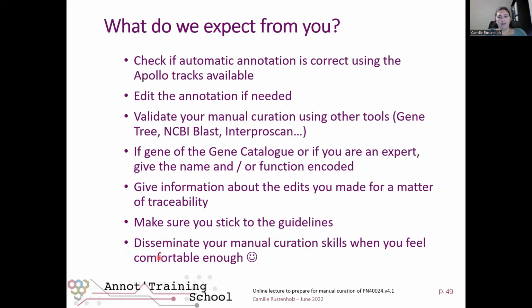And then at the end and later on, we expect from you to disseminate your manual curation skills, but only when you feel comfortable enough to do so. The idea here is to train you, but also that when you feel comfortable enough, you would train some other people in your lab or in the grapevine community, so that we may end up with a curated annotation which is the largest possible. And this will be perfect.